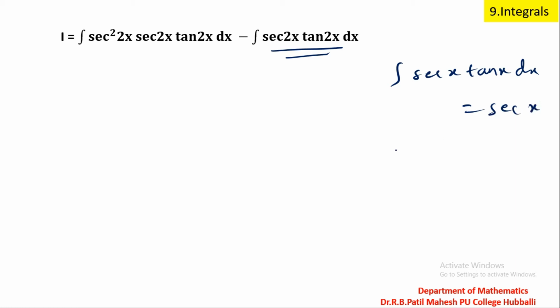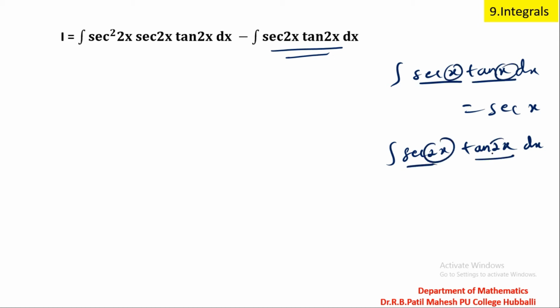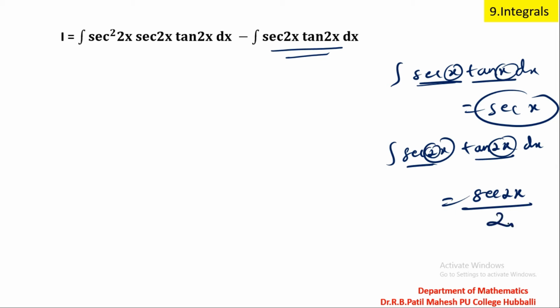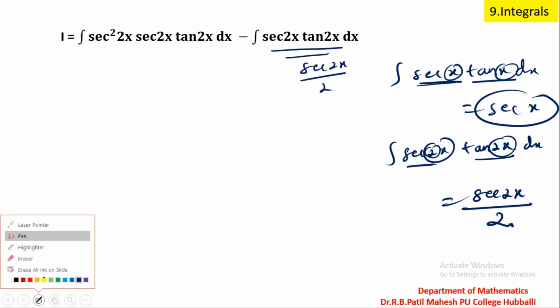Now what we have is the integration of sec 2x tan 2x dx. What is the difference between sec x tan x and sec 2x tan 2x? Only x; here 2x is there. So your answer is sec x for this one, and for sec 2x tan 2x, is it sec 2x? Definitely, but the x coefficient also should be in the denominator. So what is the integration of sec 2x tan 2x? Sec 2x divided by 2. So this one is very simple, you can understand.